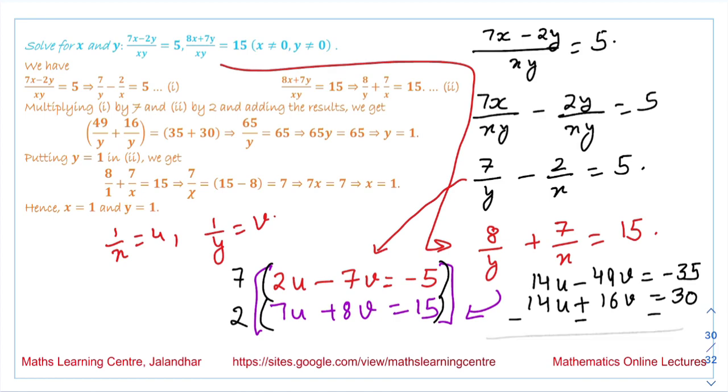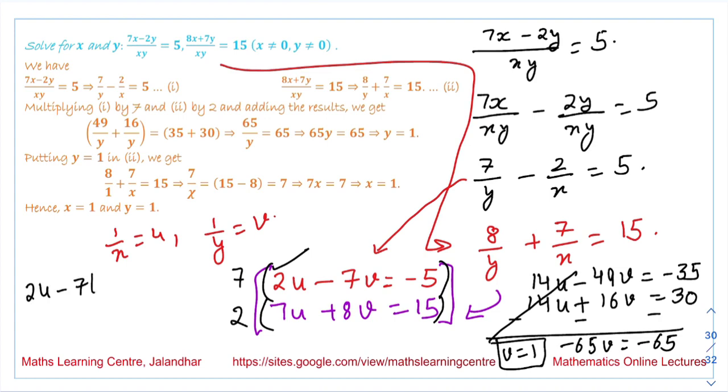When we subtract these equations, these two terms get cancelled, and what we are left with is minus 49 minus 16, so it is minus 65v is equal to minus 65. So the value of v that we will get is equal to 1. When we substitute this value in the first equation, we get 2u minus 7 into 1 is equal to minus 5. So 2u is equal to minus 5 plus 7, which is 2. So the value of u we will get is equal to 1.